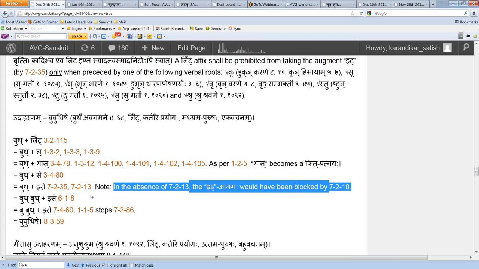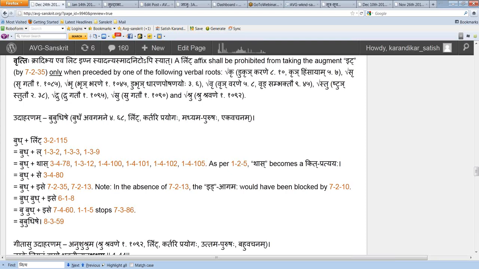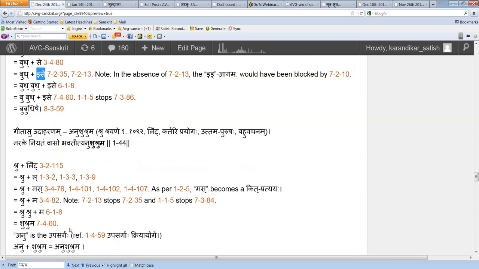So kradibhya eva inyasyat, only after kradi, no it, so finally idagamaha is allowed, and we get the abhyasa karyam, of course. Then, because the pratyaya is kit, asanyoga lit kit, kiniti stops the puganta laghupadasya cha, and we get bubudhishe.